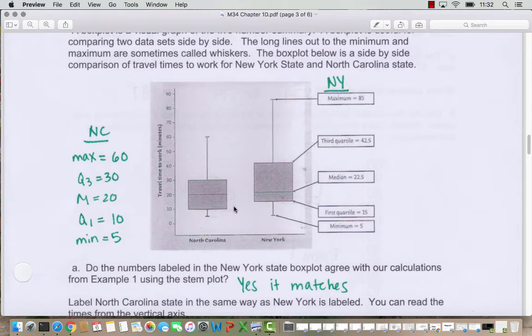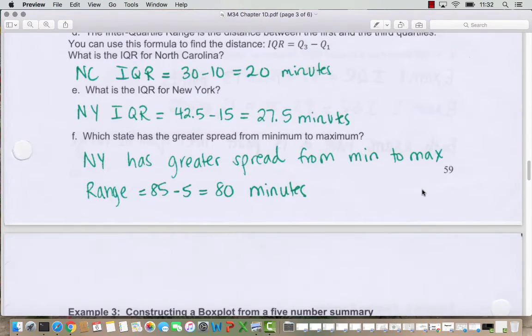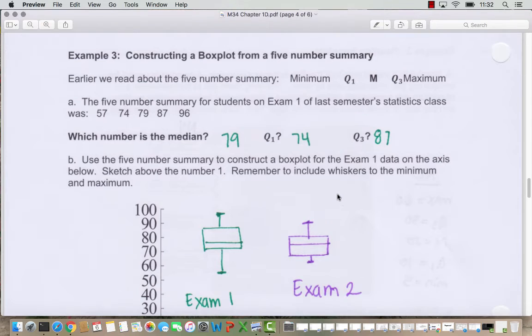This is why it's helpful to do side-by-side comparisons of box plots. And then if we wanted to calculate the range, it is the difference from the max to the min. So the range is 80 minutes. That's the range of the whole data set.